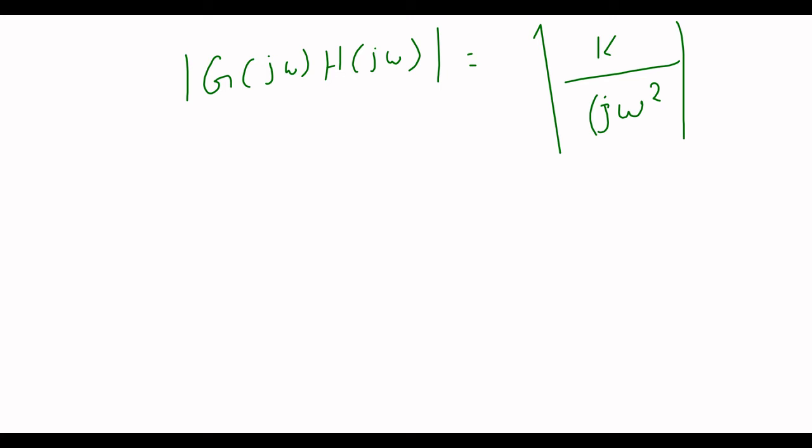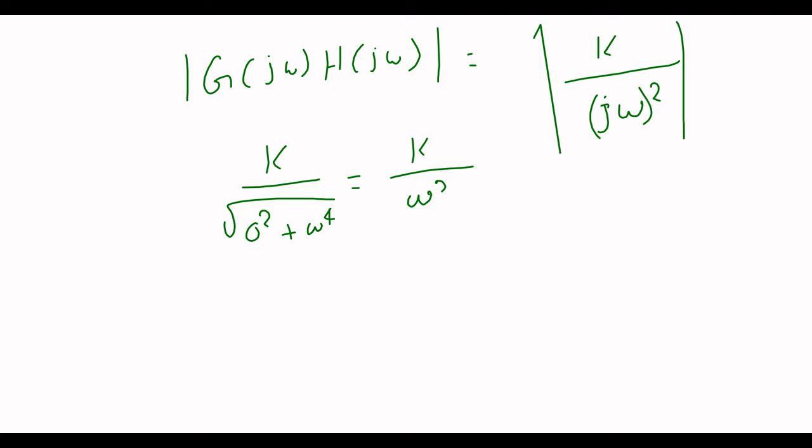Right. If I take the mod, the value will be equal to k by root of 0 square plus omega to the power of 4, which I can write as k divided by omega square. So this will be the value for G of j omega into H of j omega.